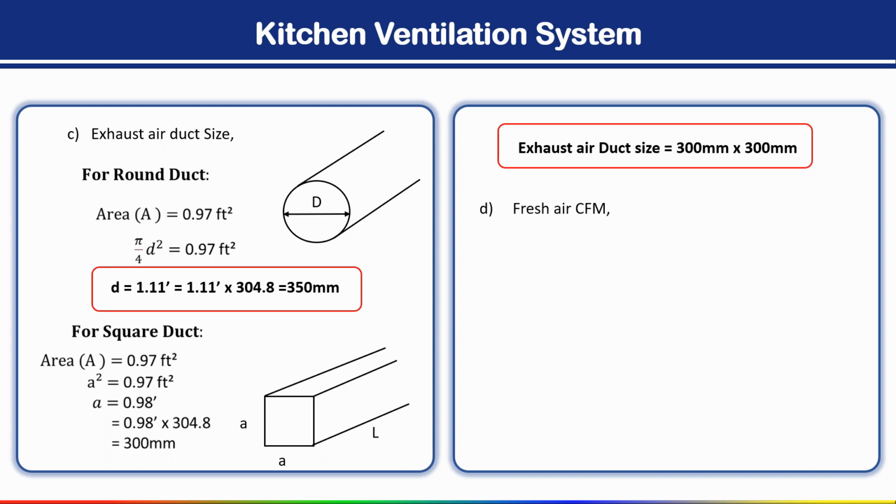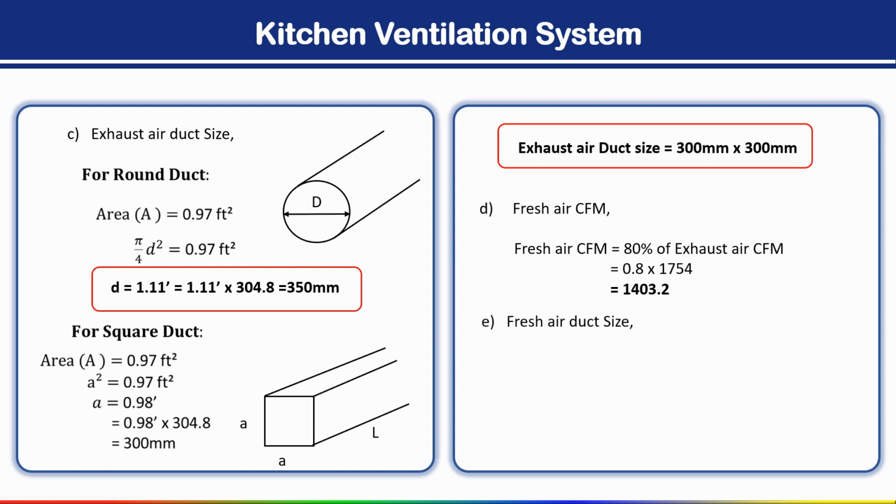Now the next one, what do we have to find out? Fresh air CFM. So how do we get the fresh air CFM? I have already told you, to find the fresh air, 80% of exhaust air CFM is our fresh air. The exhaust CFM we calculated is 1754. So 80% of that is how much? 1403.2 CFM. It means that much air we have to supply into the kitchen area.